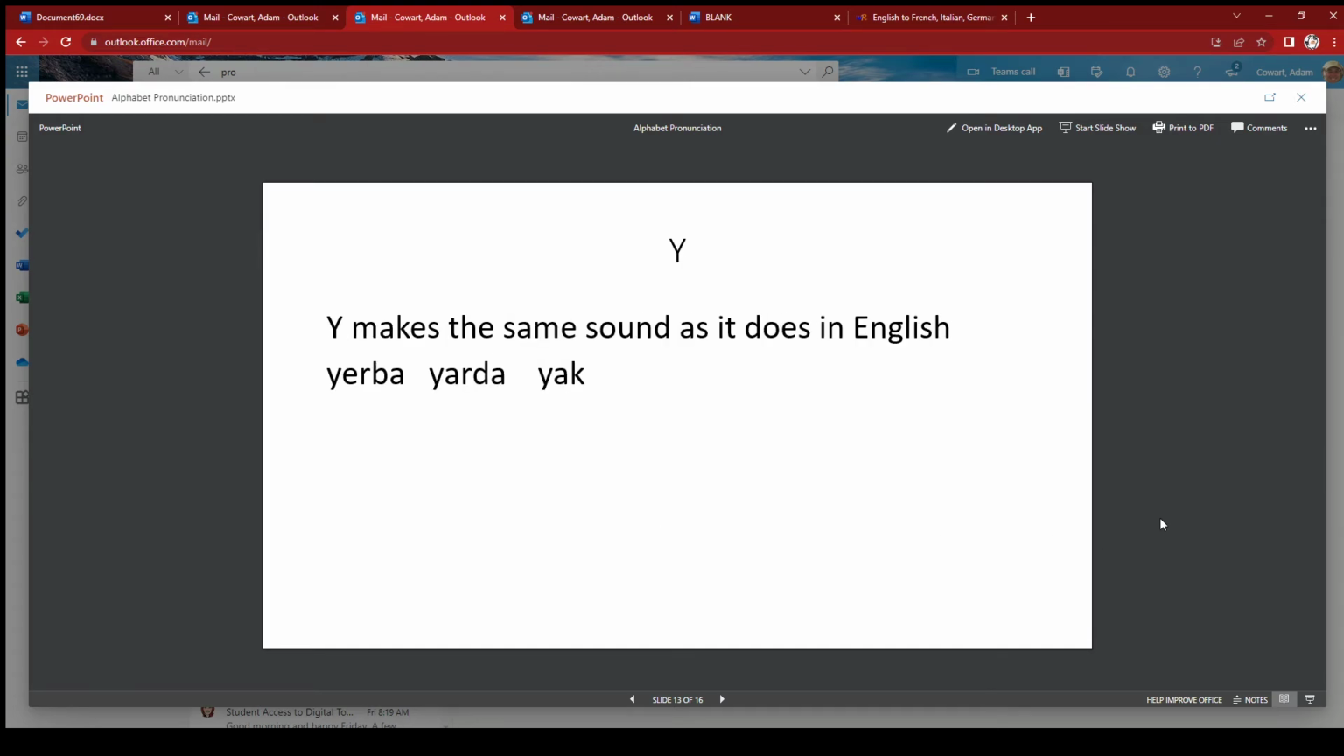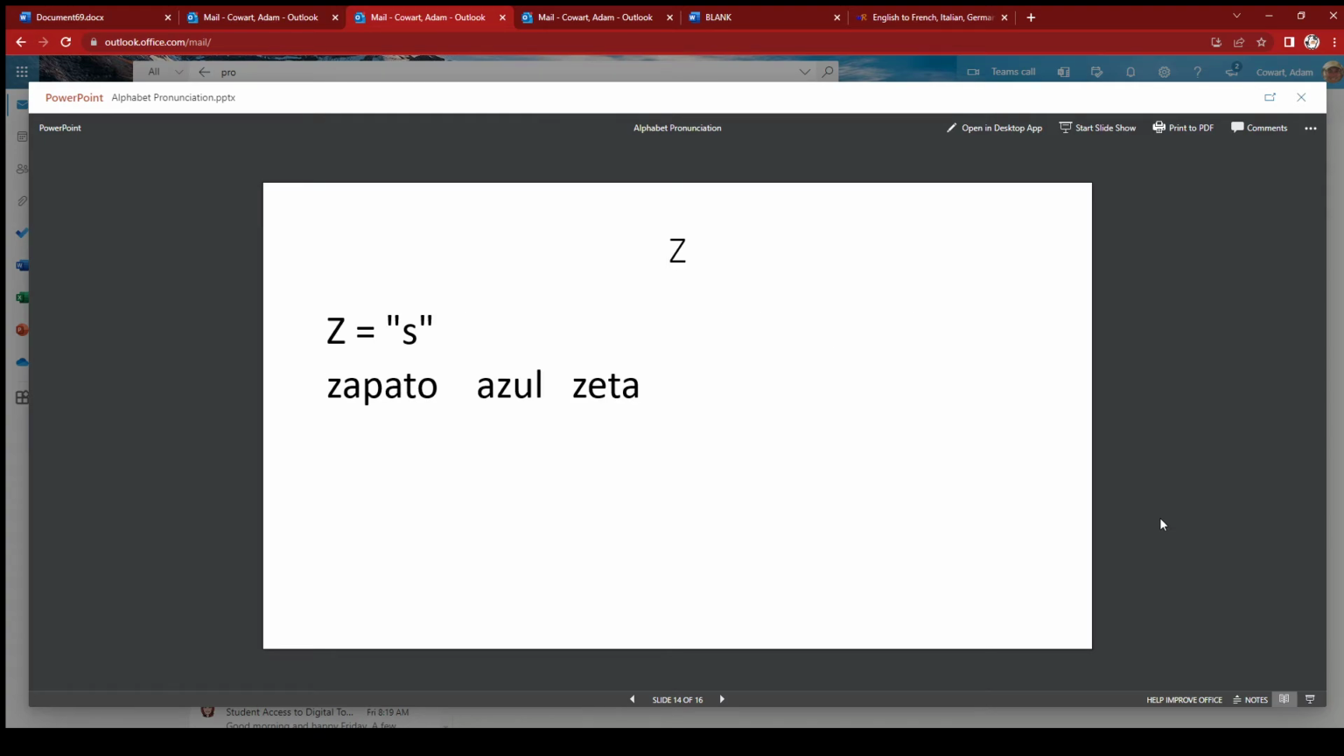Y is the same thing as English. Yerba, yarda, yak. And then a Z is just like an S. So it's not zapato. Say it like an S. Zapato, azul, seta. Zapato, azul, seta.